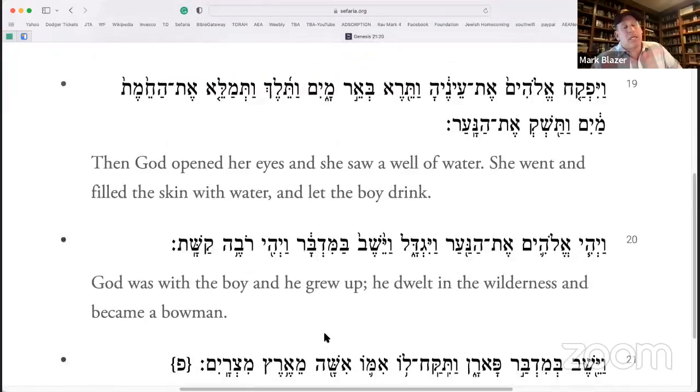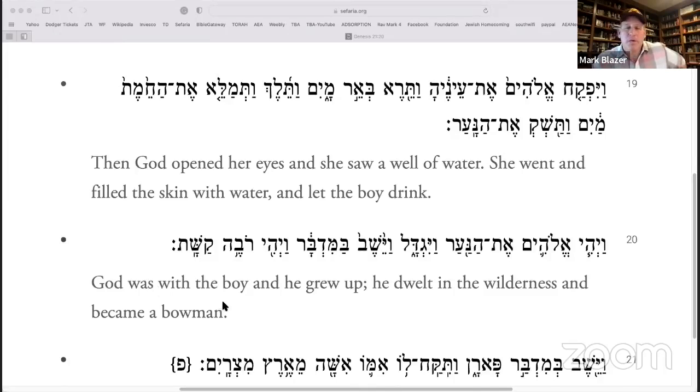And it says that God opened her eyes and she saw a well of water. And she went and she filled the skin with water and let the boy drink. As you notice, this is the legend of a well that was going to be used originally by Hagar and Ishmael to have water. And she sees this well and fills the skin with water.